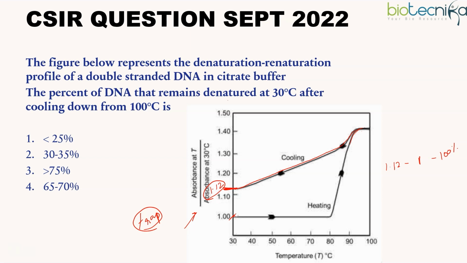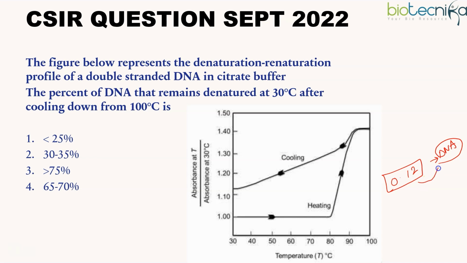Okay, so 1.12 minus 1 is 0.12. That is the actual absorbance of the DNA, part of which did not renature at all. So they are still in the denatured form. So you have to find what is the percentage of this.